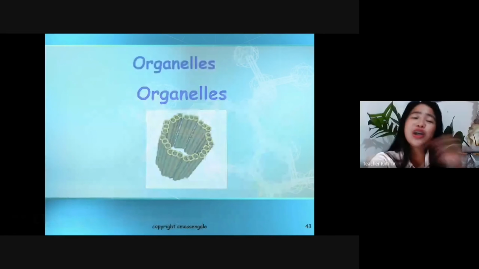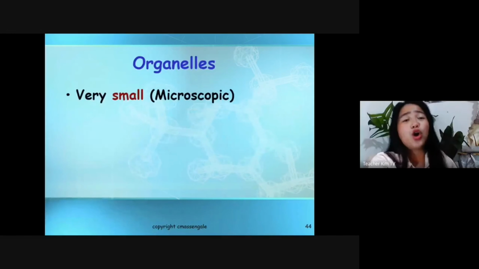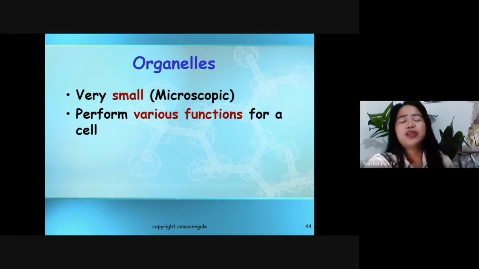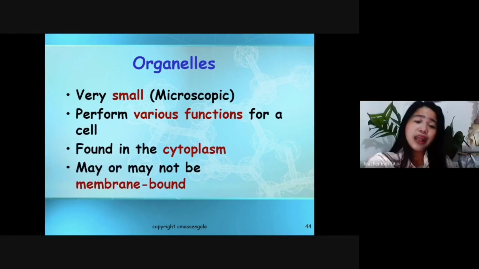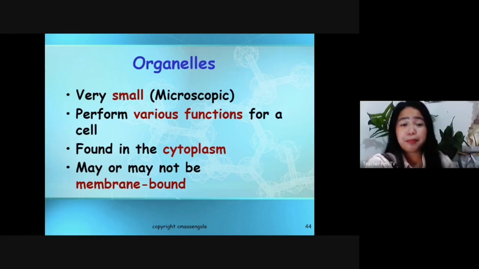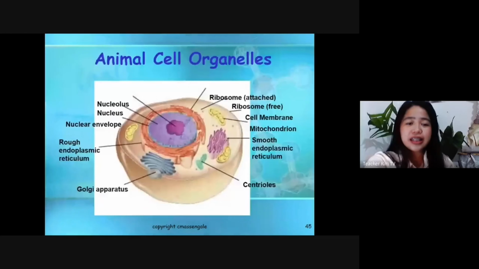So, when we say organelles, they are very small or microscopic. From the word organ. So, organelles, ibig sabihin, is small organs. They are organs that are found in the cell. So, organelles, maliliit, microscopic, and they perform various functions for the cell. They are found in the cytoplasm, may or may not be membrane-bound. Okay, in this presentation, you will see an example of an animal cell and their organelles.